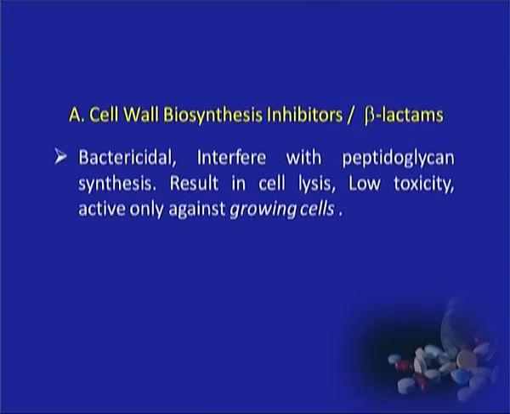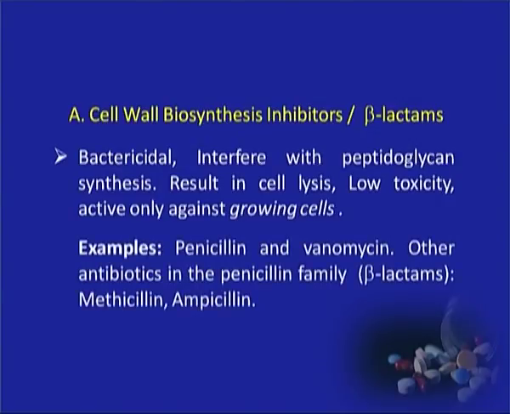Let us focus on the first category of antibiotics, cell wall biosynthesis inhibitors, which are also known as beta-lactams. These antibiotics are bactericidal and they interfere with peptidoglycan synthesis, which results in cell lysis. They show low toxicity and are active only against growing cells. The examples are penicillin, vancomycin and other antibiotics in the beta-lactam group or penicillin family, methicillin and ampicillin.